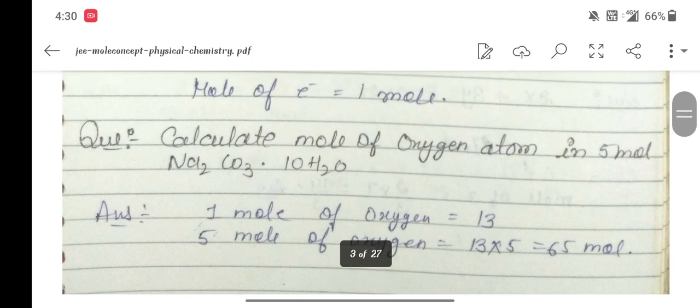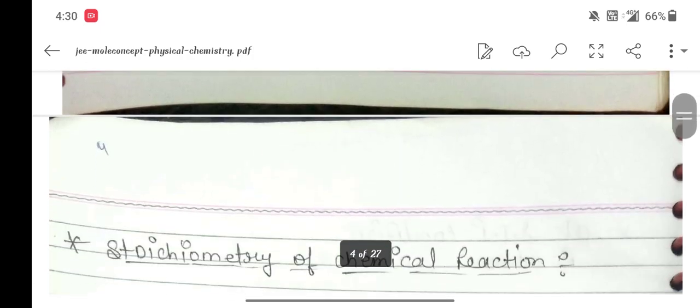Calculate the mole of oxygen atoms in 5 moles. Okay, oxygen atoms. So here 1, 2, 3. Therefore it is 13 per 1 mole. They asked first to calculate the mole of oxygen atoms in 5 moles, right? So 5 moles gives 13 into 5, that is equal to 65 moles.